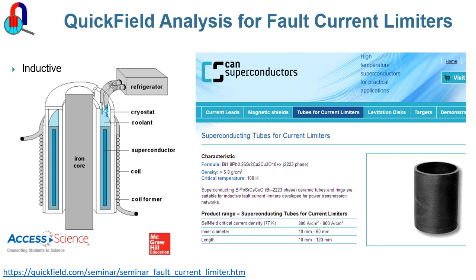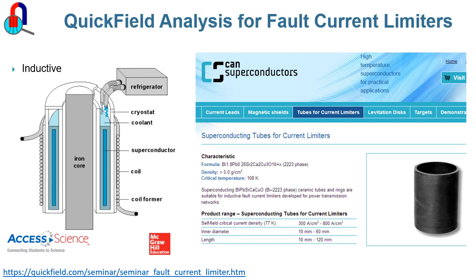So here is a supplier of the fault current limiter tubes. This is a typical type of tube supplied by CAN Superconductors. It's a BSCCO tube, and this shows some of the diameters and lengths that they supply. The critical temperature of the tube is 108 Kelvin.